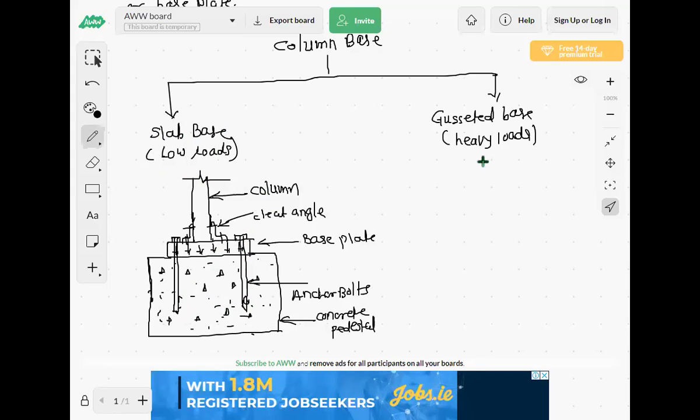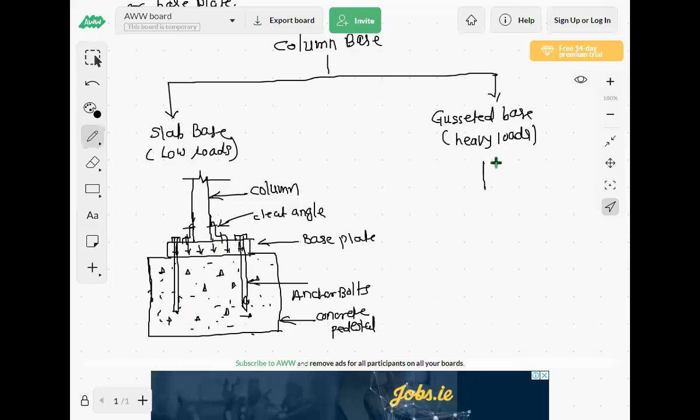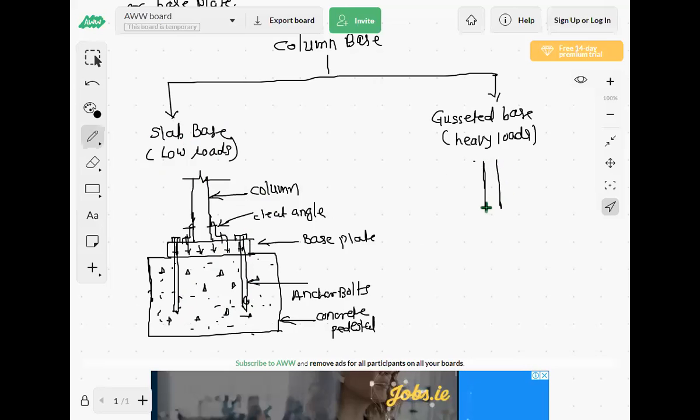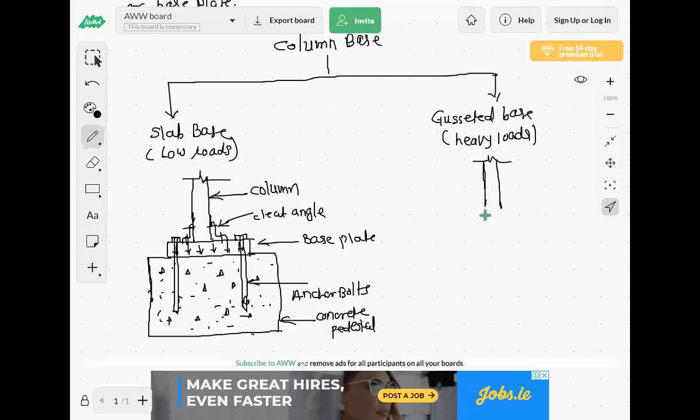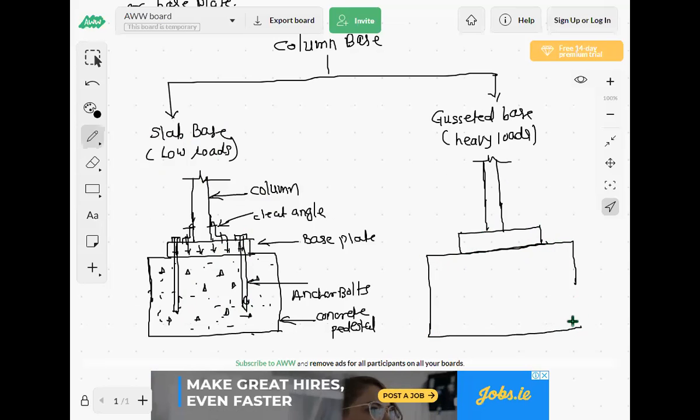Now the second is the gusseted base. The second type of column base is the gusseted base. For the gusseted base also a base plate is provided, and again the concrete pedestal is there. The only change is here: an additional vertical plate is provided.